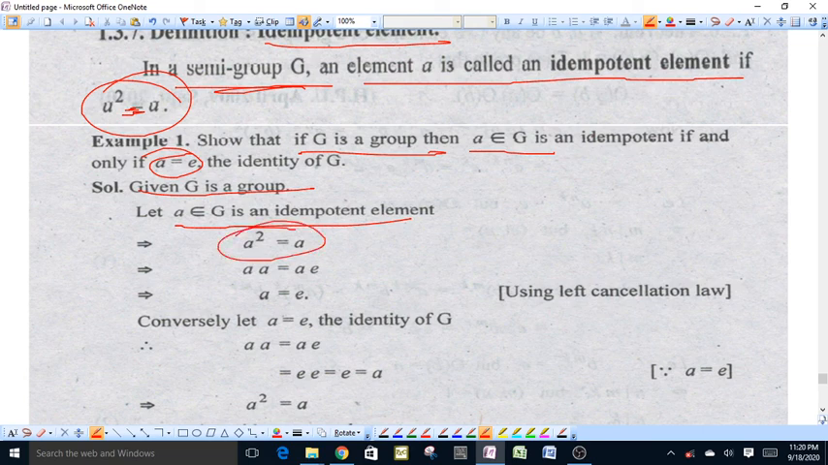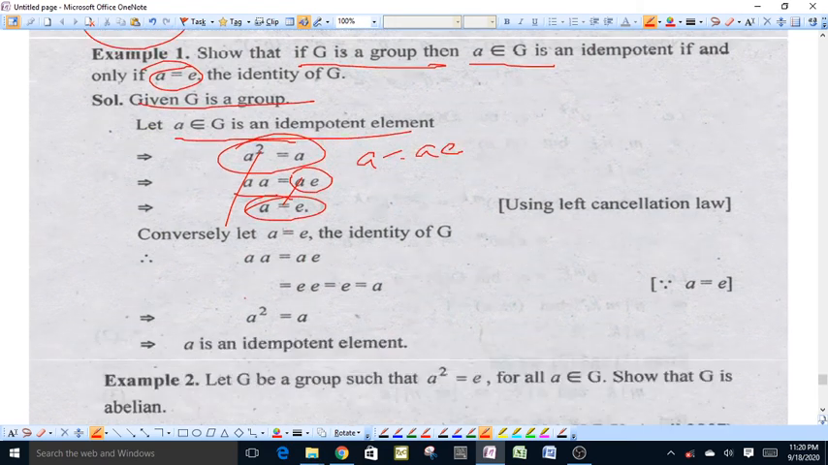A square can be written as A into A, but we can write A is equal to AE on the right hand side. After using the left cancellation law, A will be equal to E, which means in a group G an element will be an idempotent element if A is equal to E.